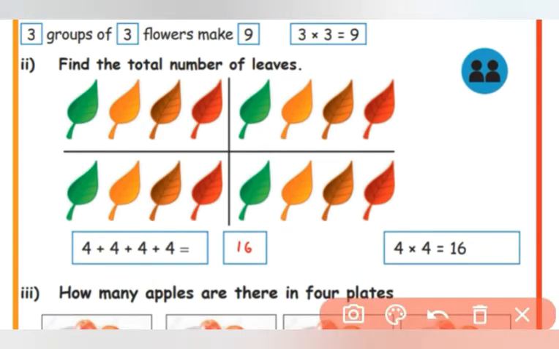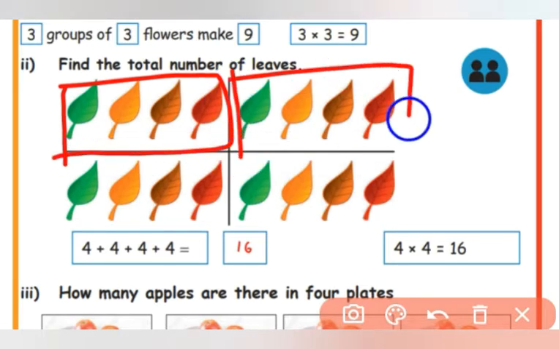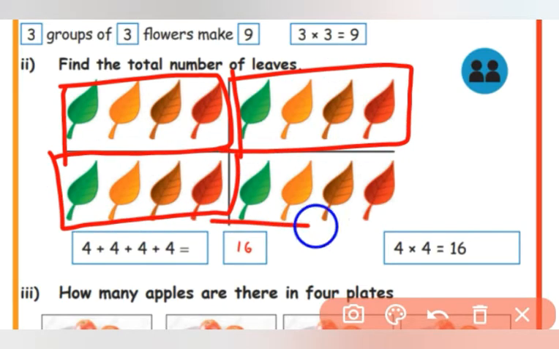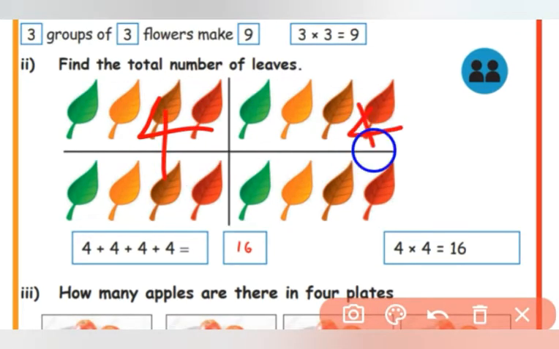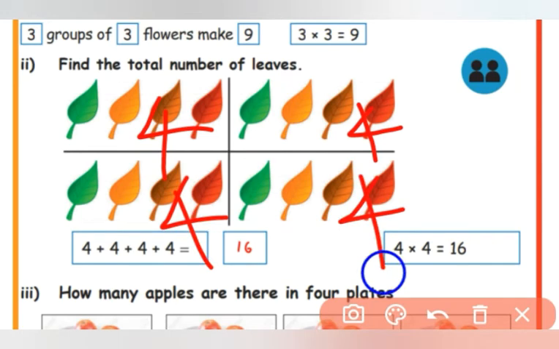Next பாருங்க, find the total number of leaves. See, இங்க 4 groups கொடுத்திருக்காங்க 1, 2, 3, 4. ஓரோ பாக்ஸ்லயும் எவ்வளோ leaves இருக்கு? ஓரோ பாக்ஸ்லயும் 4 leaves இருக்கு 4, 4, 4, 4.